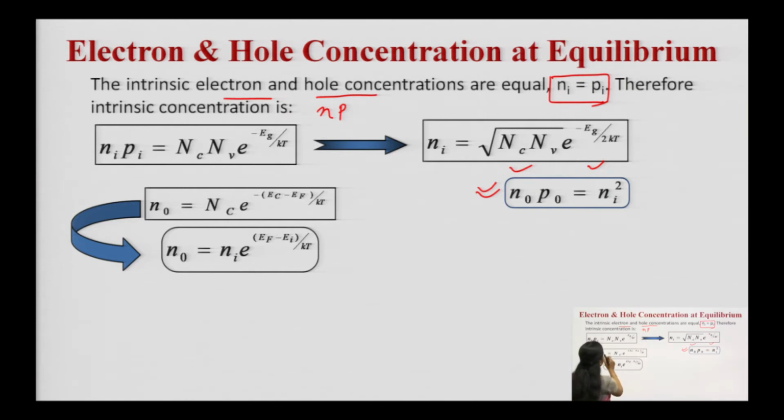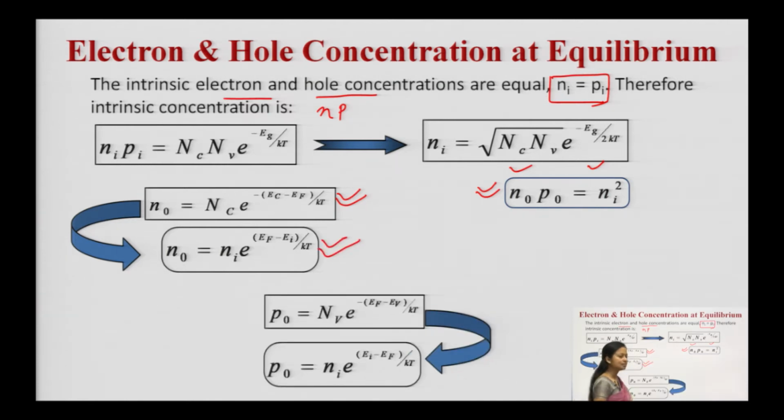So, N naught is nothing but Nc e raised to the power minus (Ec minus Ef) upon kT. We have already derived this. So, what is N naught? This is nothing but Ni, the intrinsic concentration, and the minus sign is being absorbed over here. Here you can see minus (Ec minus Ef). Now, this minus sign is absorbed, so you have written (Ef minus Ei) upon kT.